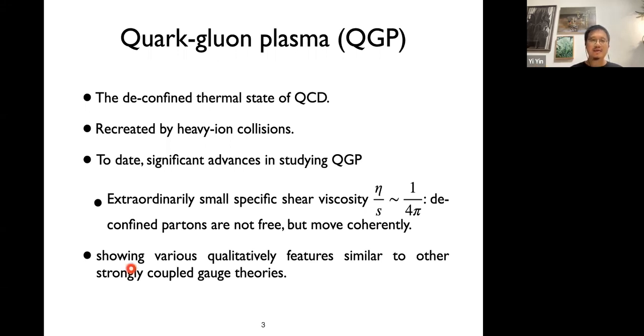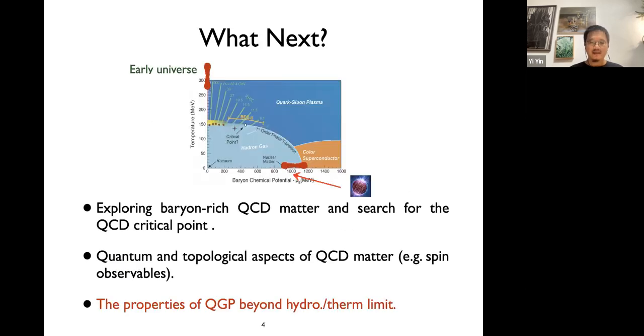This also tells us something very interesting: by studying quark-gluon plasmas, maybe we can learn some qualitative lessons about other strongly coupled gauge theories. All right, in this slide I want to briefly summarize some future directions in the study of quark-gluon matter, or more generally, the phase diagram of QCD. This is a sketch of the QCD phase diagram as a function of temperature and varying chemical potentials.